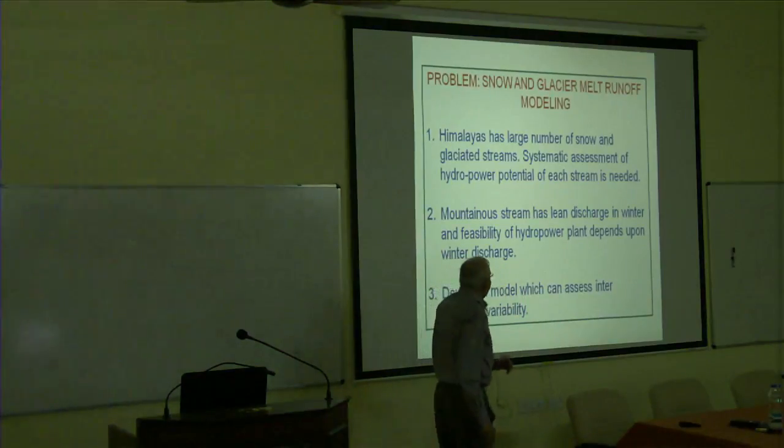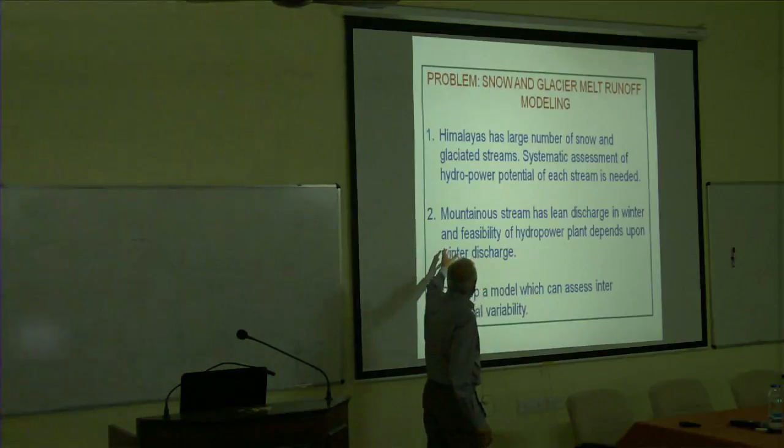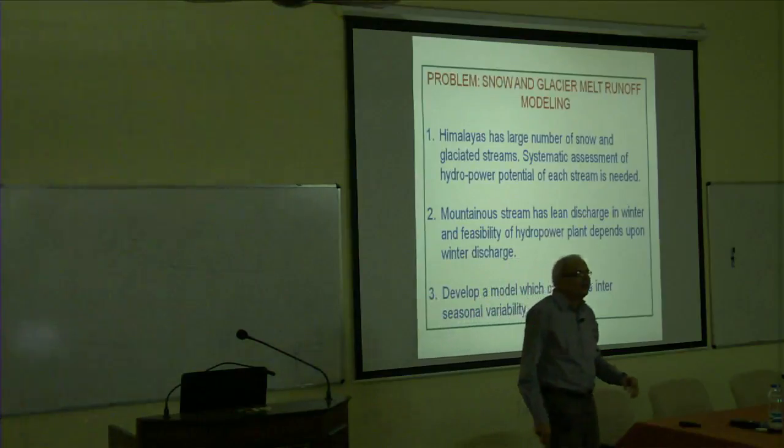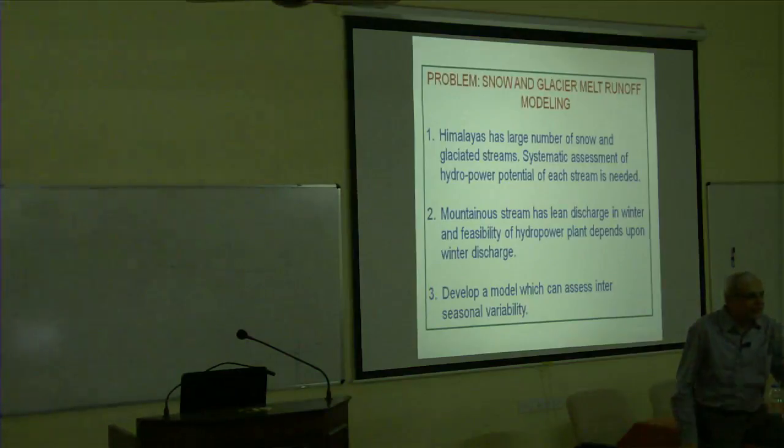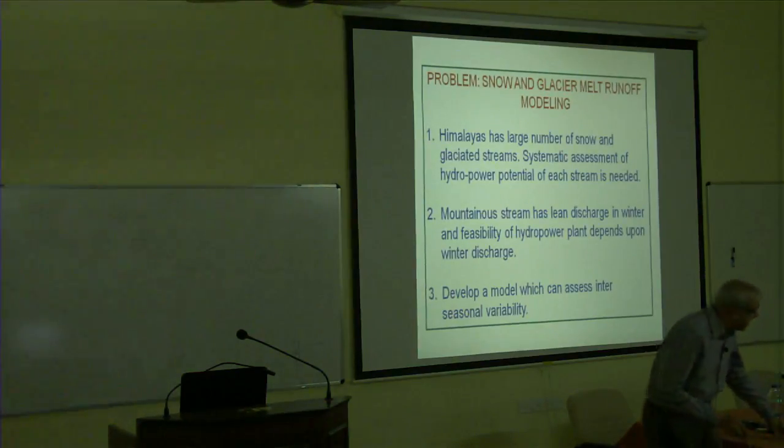Another key problem is, a mountain stream has a lean discharge in winter, and feasibility of a hydropower plant depends on winter discharge. So can you give us a better estimate of winter discharge? They will say, don't bother about summer, because you have 4 turbines. All 4 turbines will be functional in summertime when monsoon comes in, but they don't operate in winter time. They can run only one turbine. So we have a 6-month time when only 1 turbine is operational. Your commercial feasibility is in trouble. So they want to know a better estimate of winter.